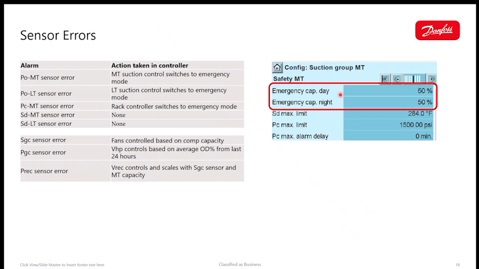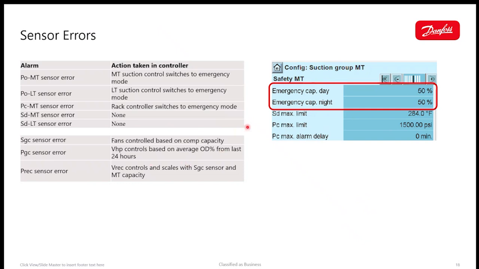These emergency capacities, and you can have a day and a night if you want separate. It would have to be a schedule that's set up in the pack controller, but you can define a specific capacity that the pack controller will keep the compressors at. So if we go back to our example of saying we have 4 compressors of equal capacity, and we say if we lose a suction transducer on the medium temp, we want to run at 50% capacity, it would keep 2 of the 4 compressors on at full speed to match that. And it would just continue at that capacity and in that mode until the issue with the suction transducer has been resolved.